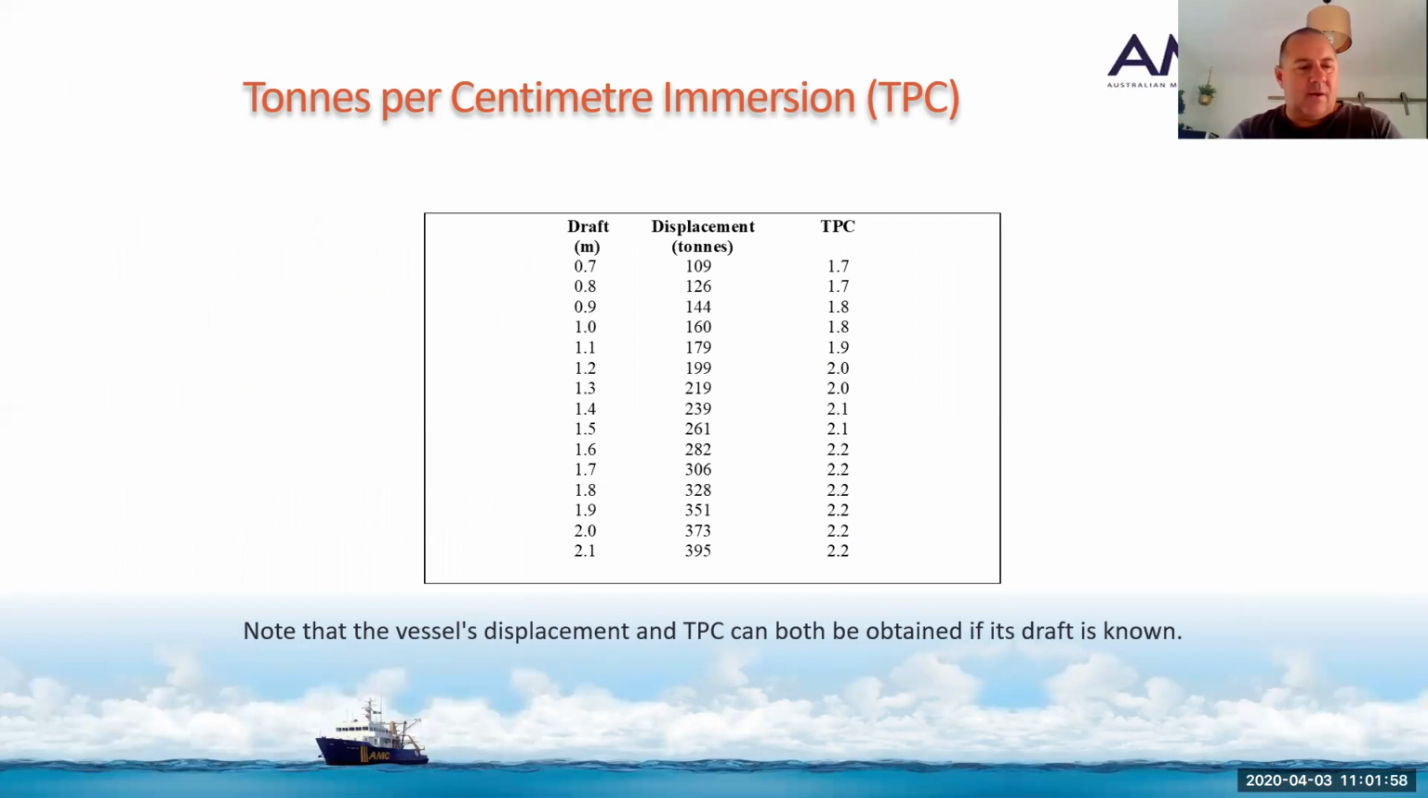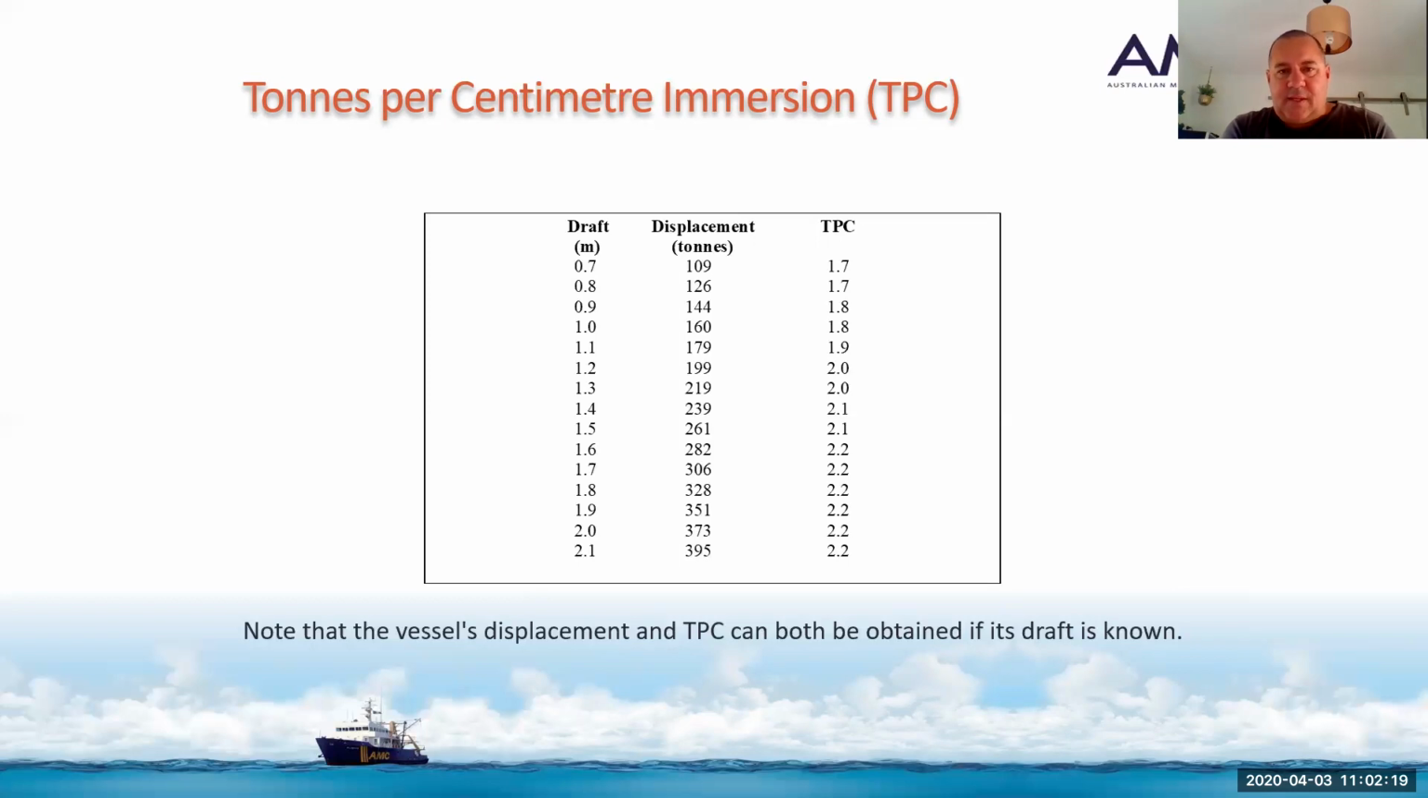And you'll see in there, one of the columns has TPC. For this particular picture or the PowerPoint, it's not the one out of the book, it's just one that's been made up. But you can see here, it's got a draft on the left-hand side. So reading the draft, it goes from 0.7 to 2.1.